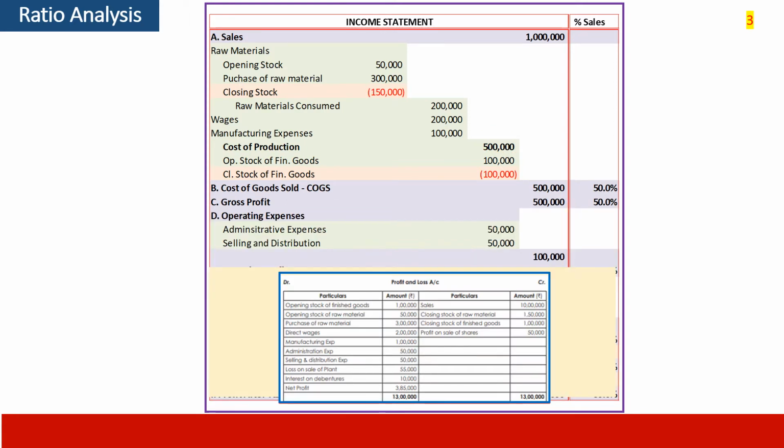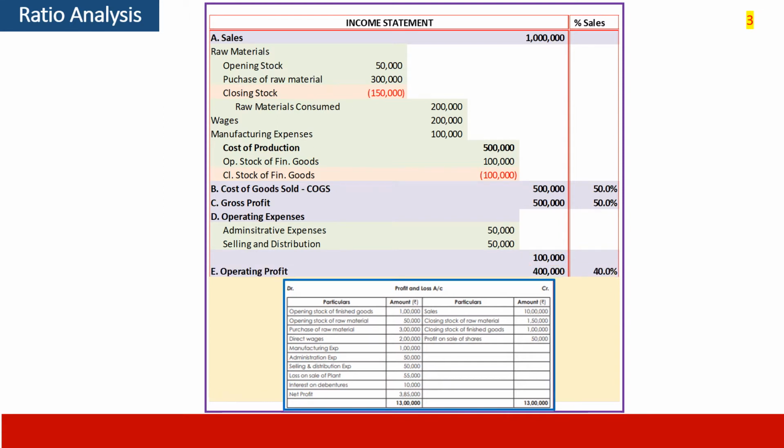Then we have got operating expenses. What are the operating expenses? Very simple. Administrative expenses and selling expenses. Post them here. And your total operating expenses is 100,000. Your gross profit is 500,000, minus 100,000 gives you operating profit.